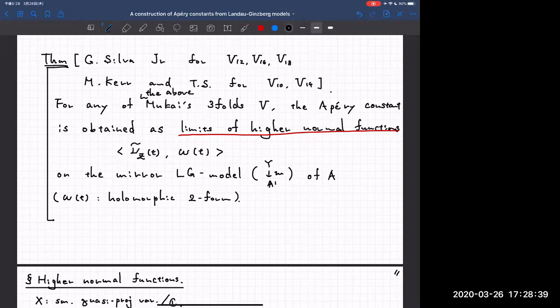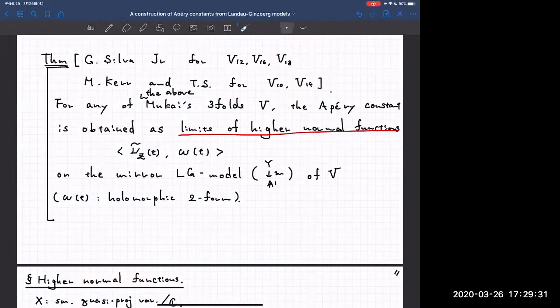So for any of such Mukai threefolds, not all of the Mukai threefolds, but the above five types of Fano threefolds V, the Apéry constant is obtained as the limit of higher normal functions. More precisely, this is the limit of the higher normal function pairing with the holomorphic two-form omega t. So this is a higher normal function, and we can take the test value by putting in the holomorphic two-form, and consider its limit toward a certain singular fiber. Then we obtain the Apéry constant. Here, the place where we consider the higher normal function is the mirror Landau-Ginzburg model of, it's a misnotation, not A, but the Mukai threefold B.